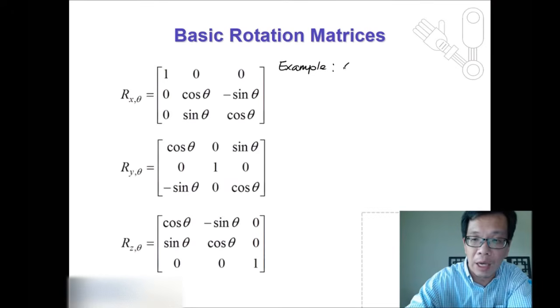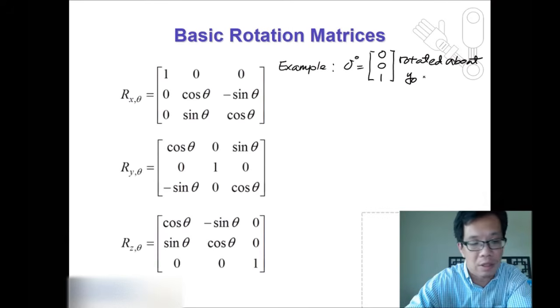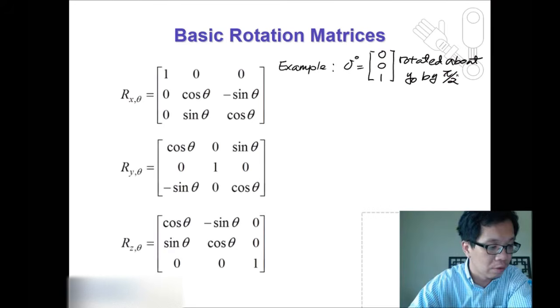So let's say we have a vector that I want to describe in frame zero, called frame, and the xy components are 0, 0, and 1 separately. And this is going to be rotated about the y0 axis by pi over 2.